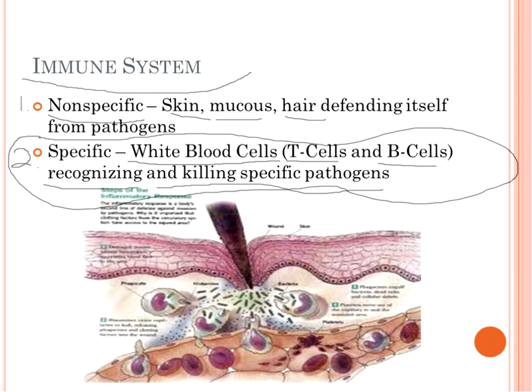Non-specific, again, is just your skin or mucus defending against stuff in general. But specific, with your white blood cells, those are the ones that learn, and they defend and understand what they're fighting against.